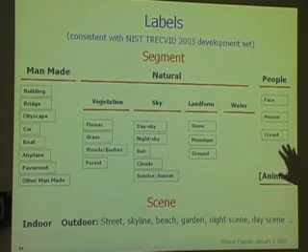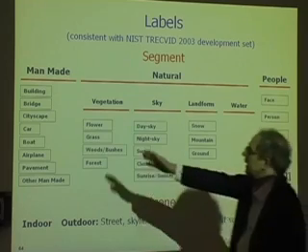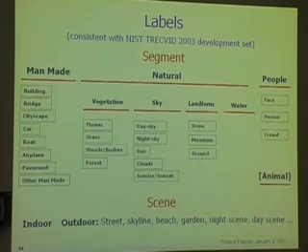So there we have a hierarchy: man-made versus natural. Natural we subdivide into vegetation, sky, landform, and water. And then we have further subdivision here. We don't hope to get everything. You cannot distinguish car and boat, for example, but with some of these categories, like buildings, we probably want to get them.